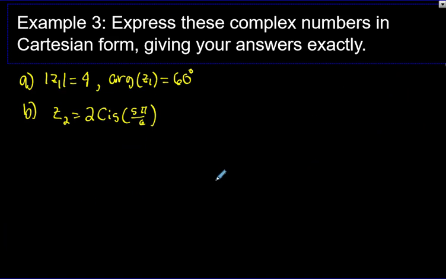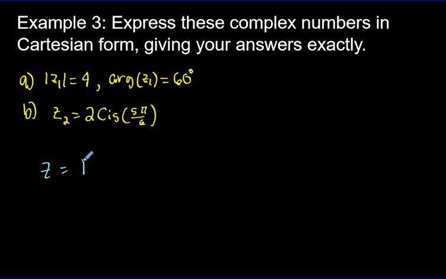So first example, it's going to ask us to express these complex numbers in Cartesian form, giving your answers exactly. So I know that my magnitude's 4, so for z of 1, z of 1 is going to be 4 times the cosine of 60 degrees, plus i sine of 60 degrees.